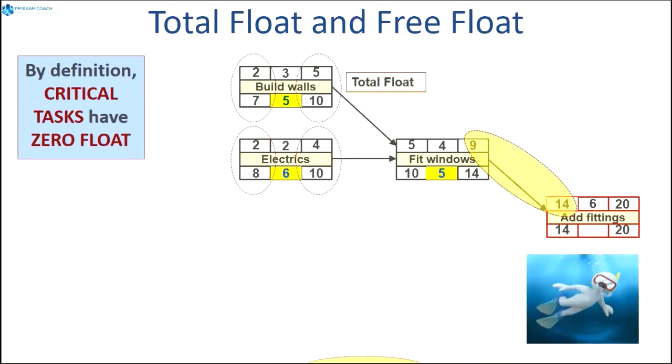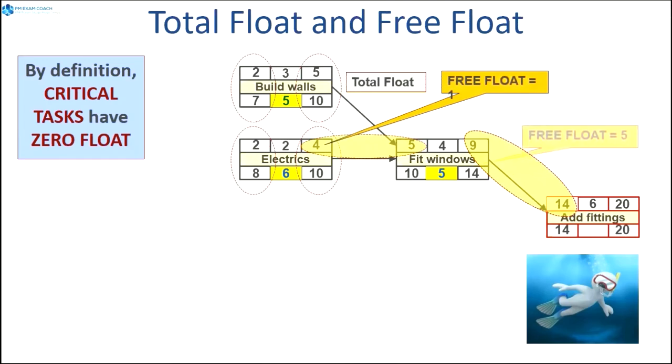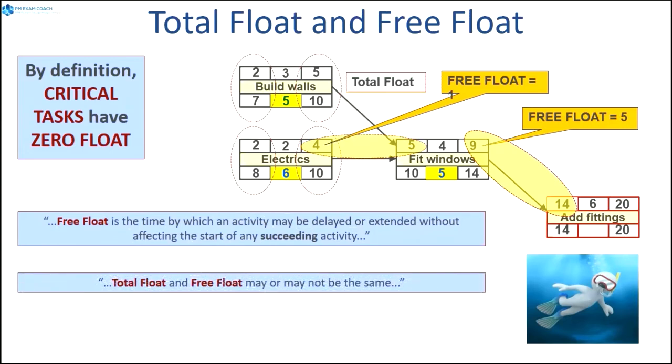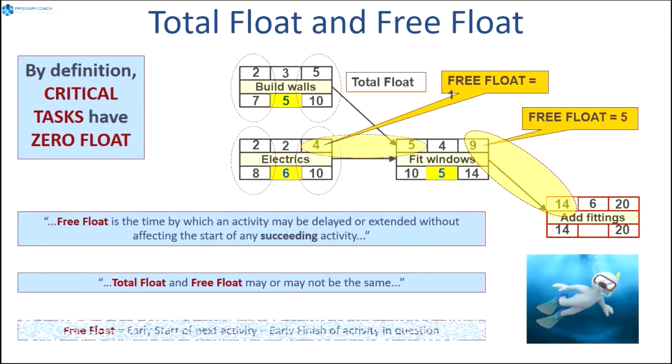Now, as we talk about the different types of float, we know that free float is the time by which an activity may be delayed or extended without affecting the start of any succeeding activity. Total float and free float may or may not be the same. Free float equals the early start of the next activity minus the early finish of the activity in question, or the predecessor.